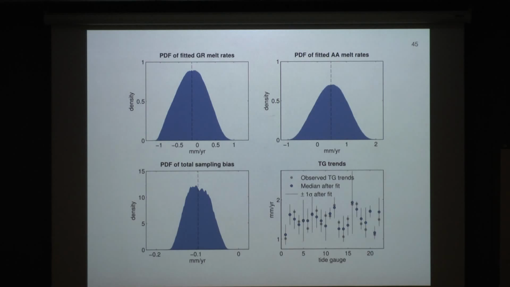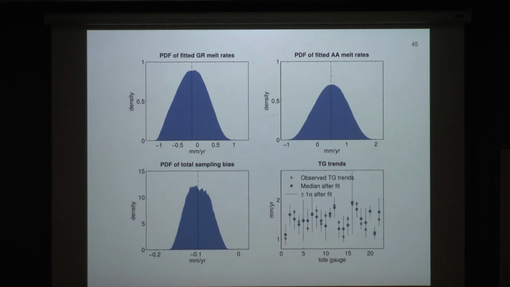The blue circles are the medians after doing the fits. And the vertical lines show the ±1 standard deviation range at each location. And these are important because we can use these as the uncertainty when we calculate and propagate these uncertainties through when we calculate the mean of these trends.